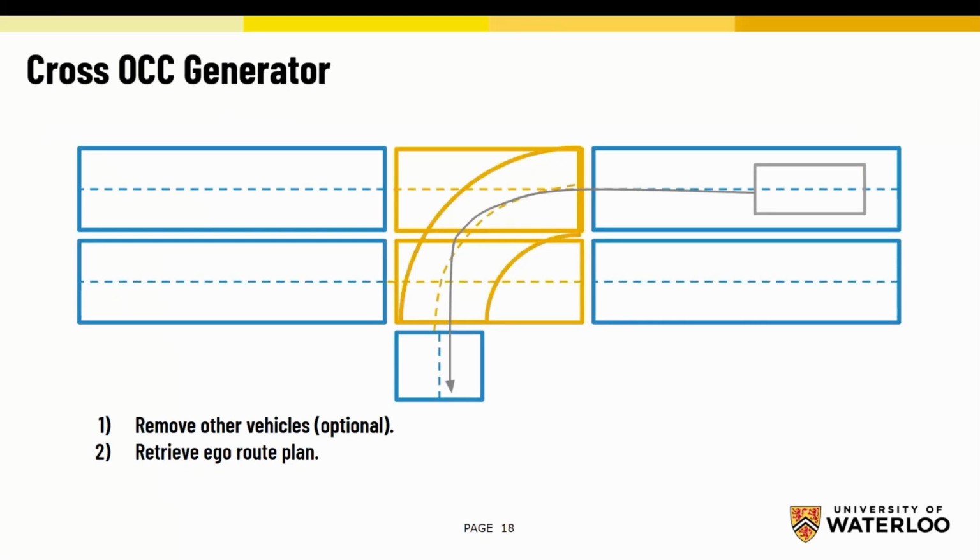Then we get the ego route plan. Ego in this case is our gray vehicle, and its route plan is the arrow. It's telling us where it's going. We select only the connectors which cross a lane connector in ego's route plan. So this lane connector, turning to the left, is in ego's route plan. This lane connector is crossing that lane connector. This lane connector is not crossing, it's diverging. So for a diverge generator, we choose that one. But for a cross generator, we're choosing the one at the bottom.